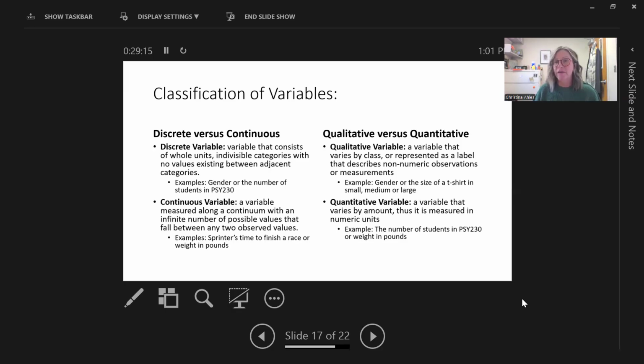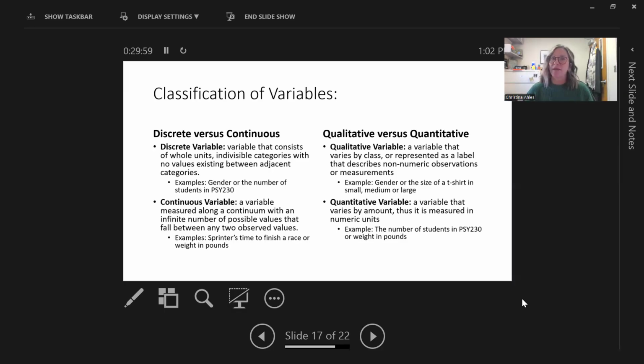Quantitative variable, it varies by amount. So basically, it's measured in numbers. You can subtract the larger value from the smaller, or the smaller value from the larger value and find the difference. So number of students in statistics is an example of a quantitative variable. If I have 25 students in this class, but I have 23 students in my other class, that's 2 more students in this class. I can subtract the number of students and find a difference. So there is a quantitative difference. Same with weight in pounds. If I lose 5 pounds, then there is a quantity difference between those two.